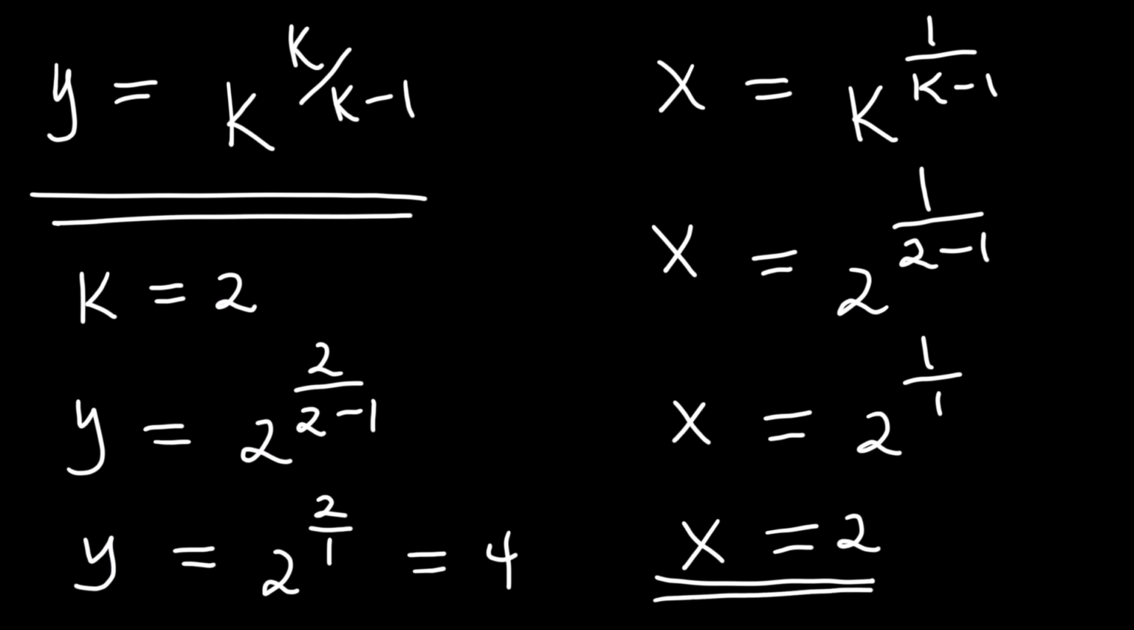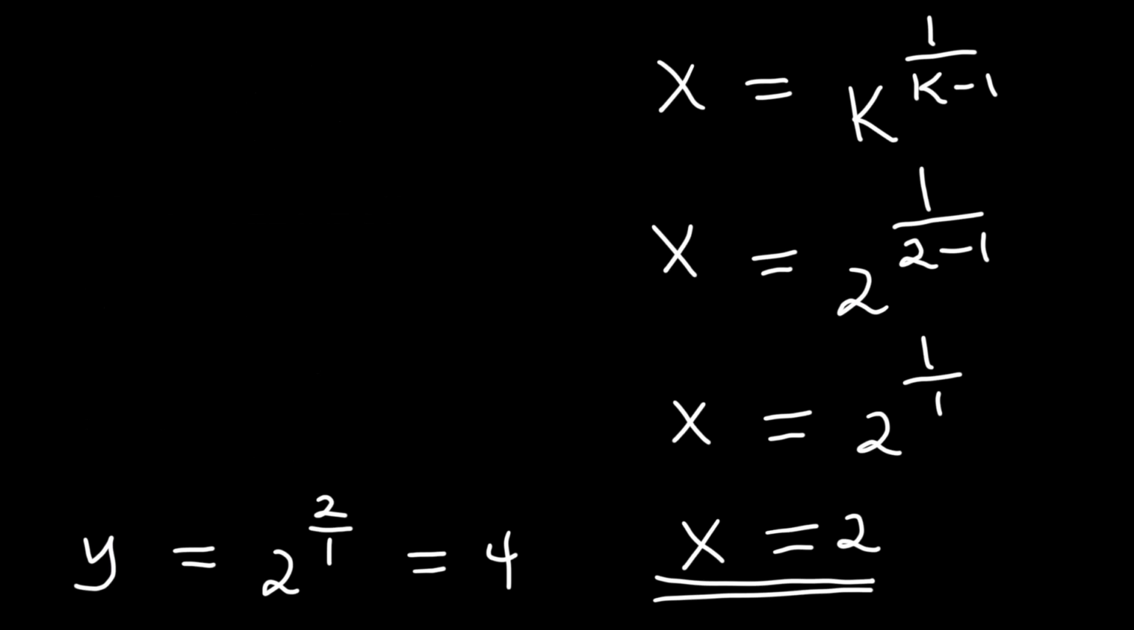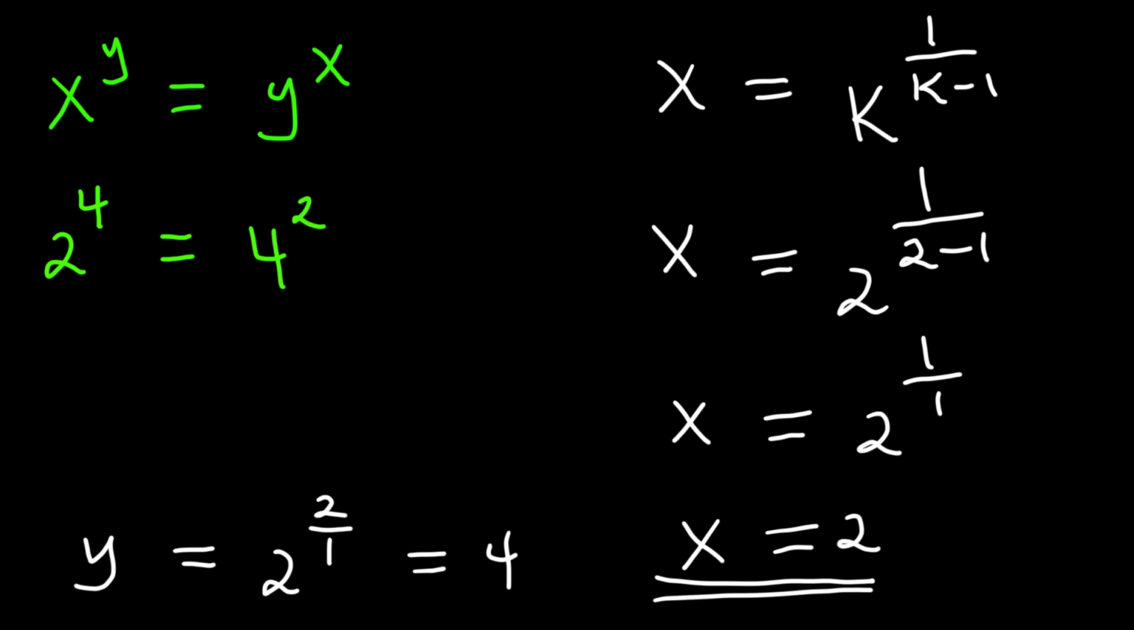And if you want, you can prove these answers. Our equation was x raised to the power of y equaling y raised to the power of x. If we put in the values of x and y, we shall have 2 raised to the power of 4 equaling 4 raised to the power of 2. 2 raised to the power of 4 is 16 equaling 4 raised to the power of 2, which is also 16. Therefore, the values of x and y are correct. So that's how you can solve such an equation.